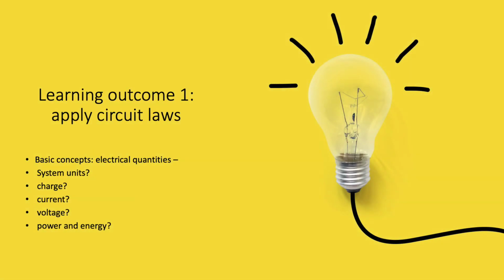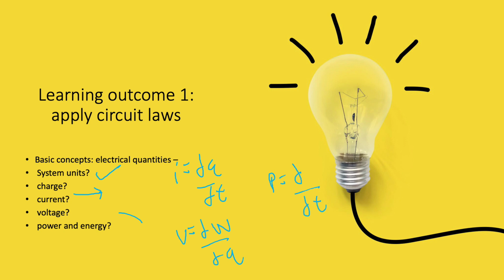Chapter 1. So you learned about system units. What is charge? What is current? It is the movement of charge over the time, right? What is the voltage? Voltage is the change of the energy over charge, and your power is the energy either absorbed or supplied over the time. So we will see in the next video all the examples of the chapter.